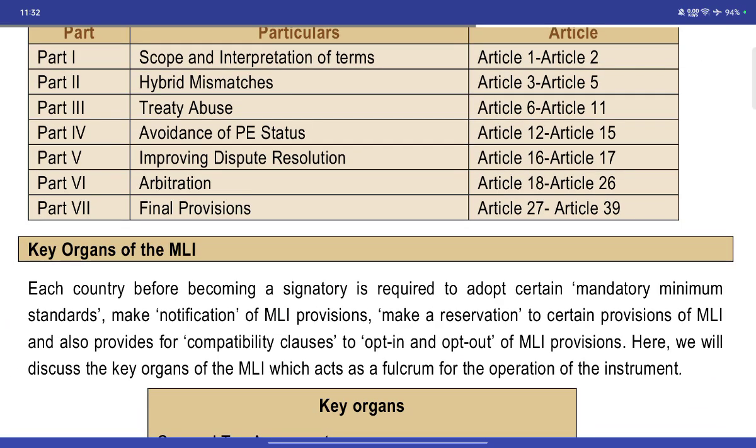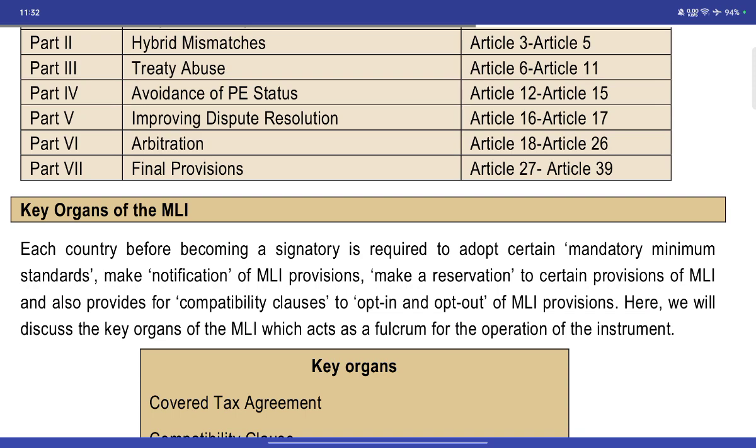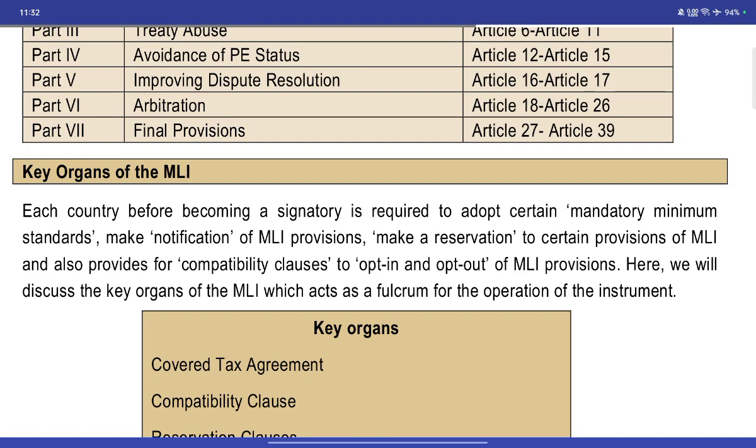Part 5, improving dispute resolution, Articles 16 to 17. Part 6, arbitration, Articles 18 to 26. Part 7, final provisions, Articles 27 to 29.